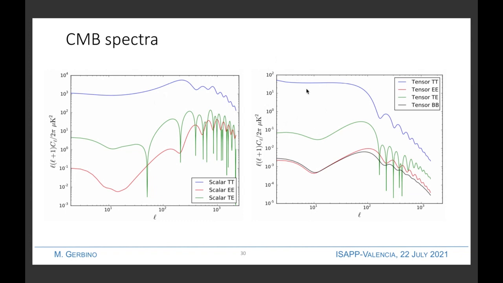And the other thing is that at some point, from a given scale on, basically once these perturbations have entered the horizon, they quickly decay as we expect tensor modes do, instead of the more rich pattern that we observe in the scalar case.